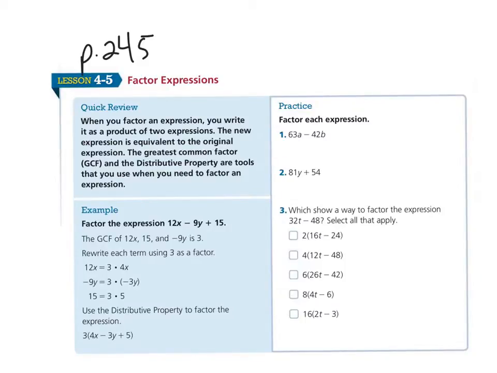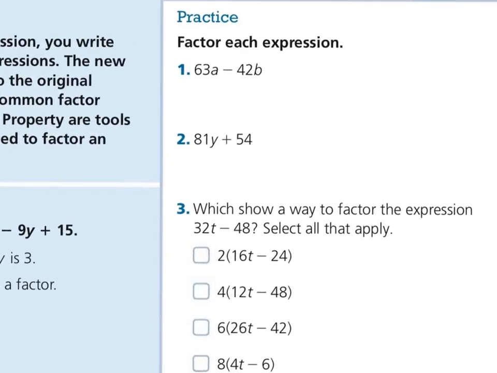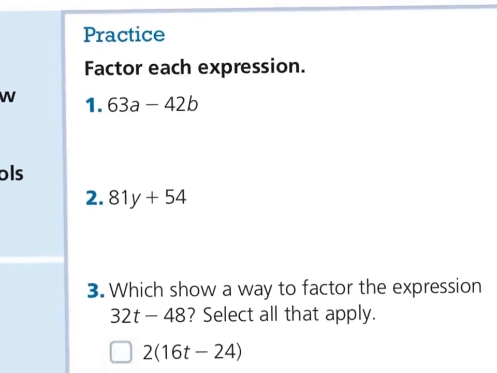So on page 245, lesson 5, we talked about factoring expressions. Factoring expressions is basically the opposite of distributing. It's kind of a working backwards process. Think about what did we have first that when we distributed gave us this answer. In other words, looking at these terms here, what do they have in common?